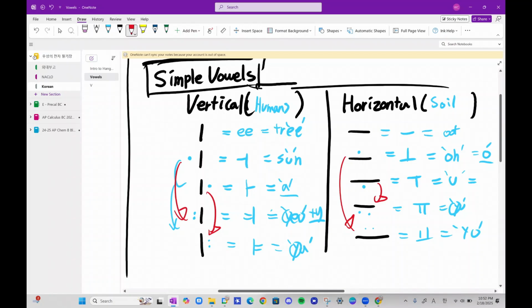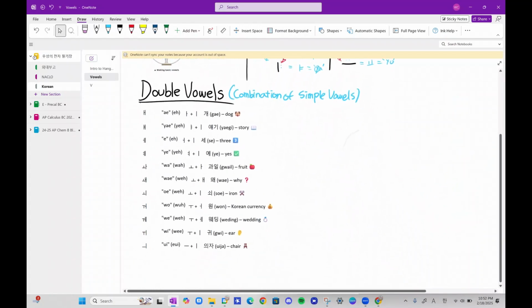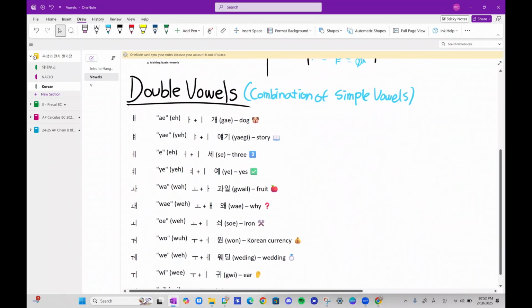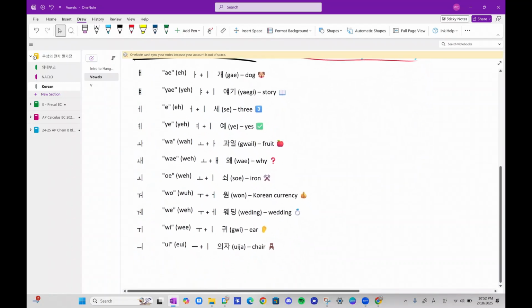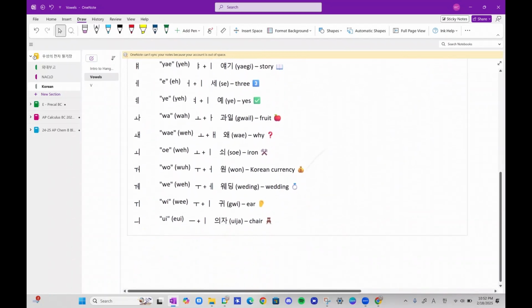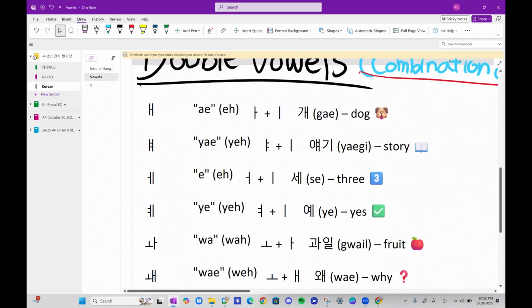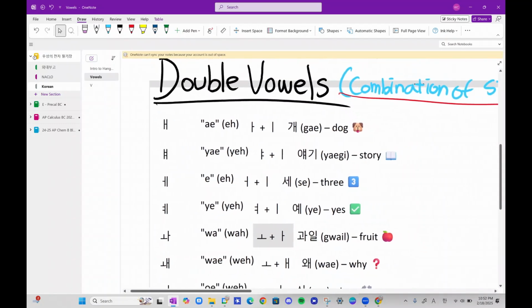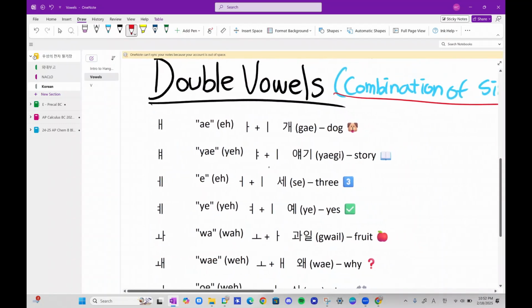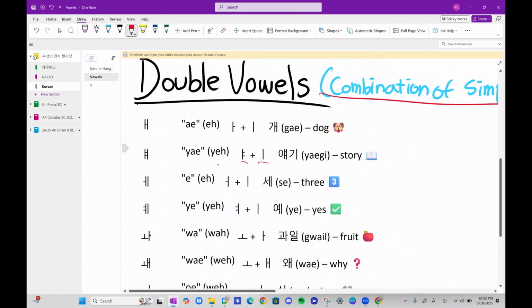Yeah, so these are the simple vowels. And the double vowels are a combination of simple vowels. I don't think I have to go over all of them, but to go over some of them, for example, ya and e, if you combine these two sounds, they make yay. If you say this aloud, yeah, yeah, yeah, like a million times, it becomes yay.